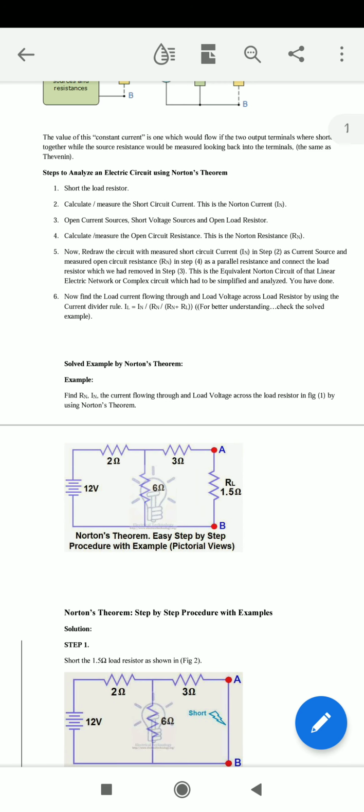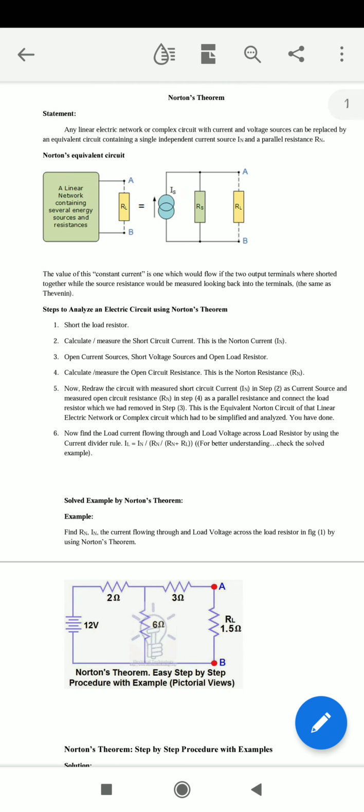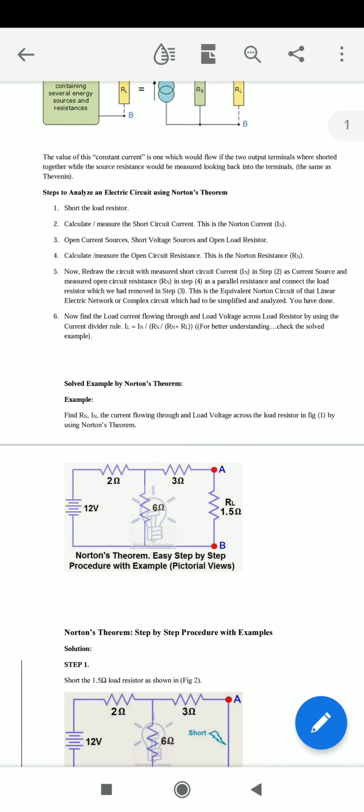After completing step 3, we can calculate the open circuit resistance. This resistance is called Norton's resistance. Now redraw the circuit with the measured short circuit current, Norton's current, and Norton's resistance. We draw the equivalent circuit with Norton's current source and Norton's resistance, followed by the load resistance. This is the 5th step.